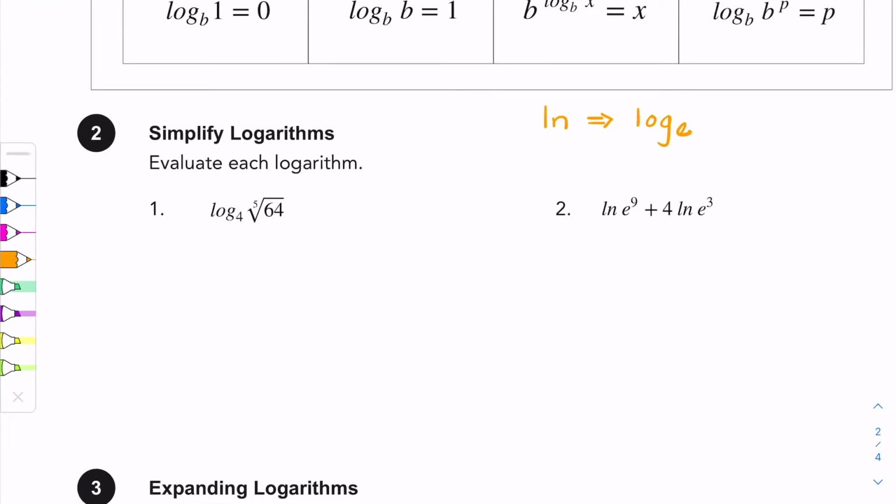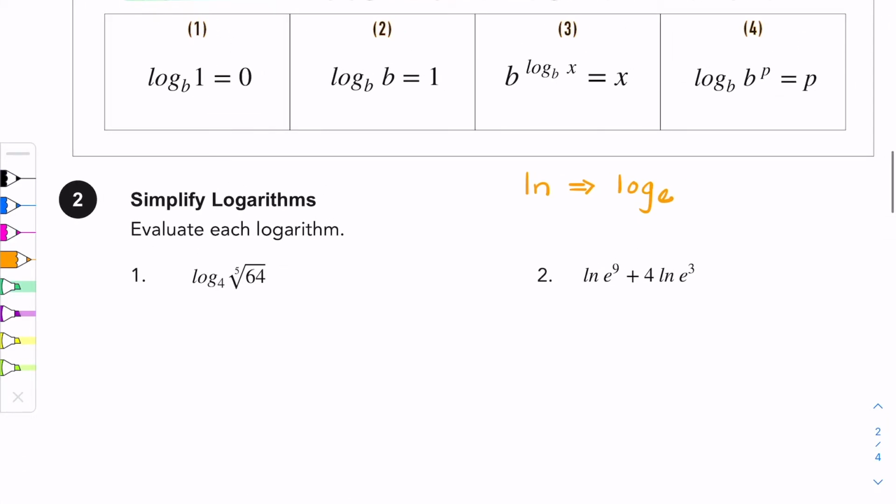For the next example set, we're asked to evaluate the logarithm. We need to use everything that we know. So we need to use the 3 properties we went over on the first page, the product, quotient, and power property, and also these 4 properties that we previously knew.